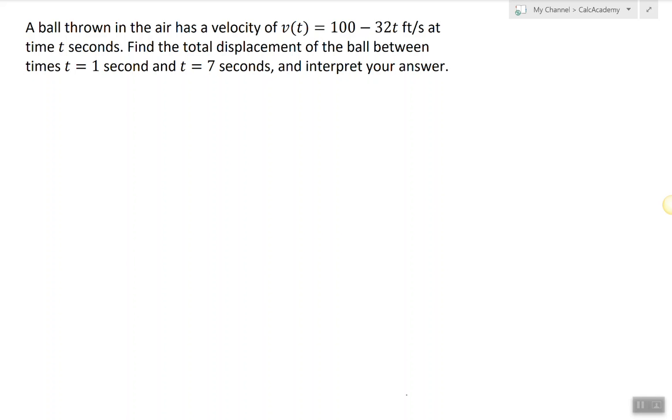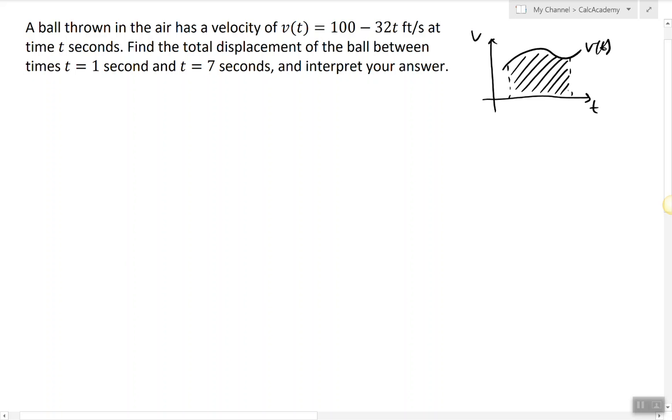In this video, I will show how to find the displacement of an object when the velocity function is given. We're going to use the definite integral, and let's recall that when the velocity function is given and we're looking at the area under the velocity function on the interval from a to b, the interpretation of this area is the displacement of the object between the times a and b.